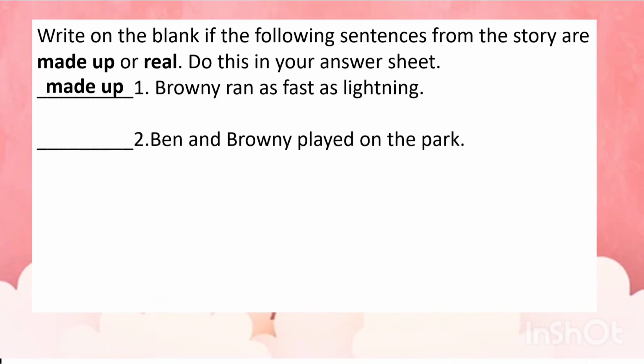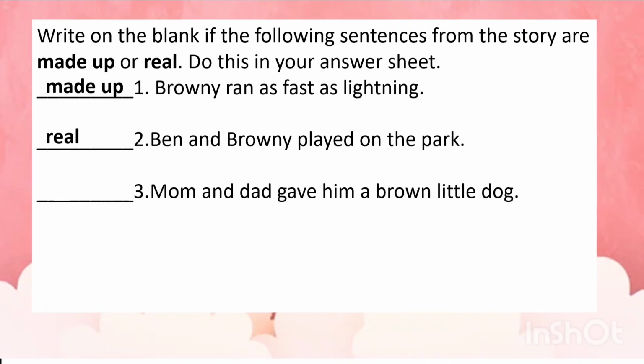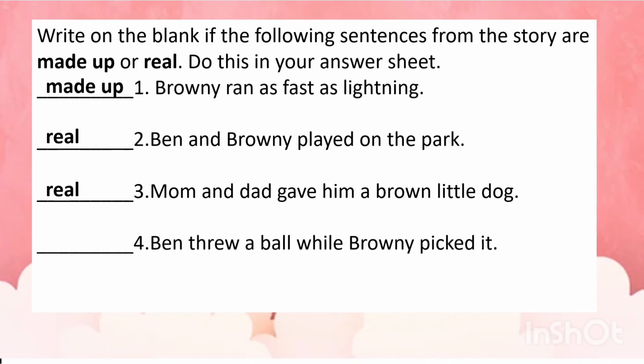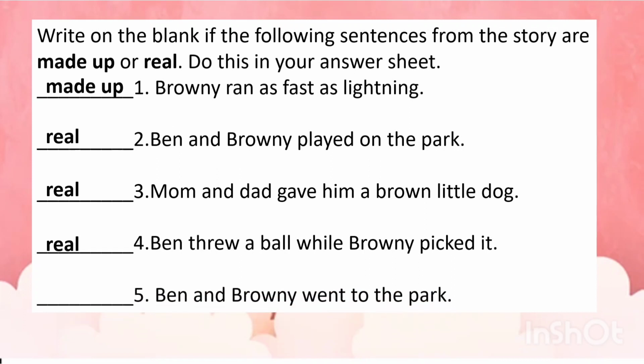Number 2. Ben and Brownie played on the park. Correct, real. Number 3. Mom and Dad gave him a brown little dog. Very good, real. Number 4. Ben threw a ball while Brownie picked it. You're right, real.